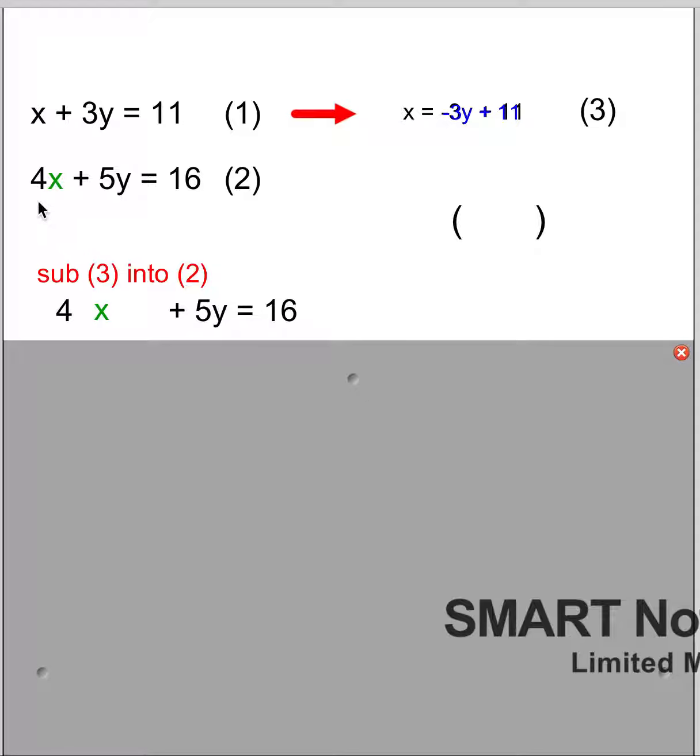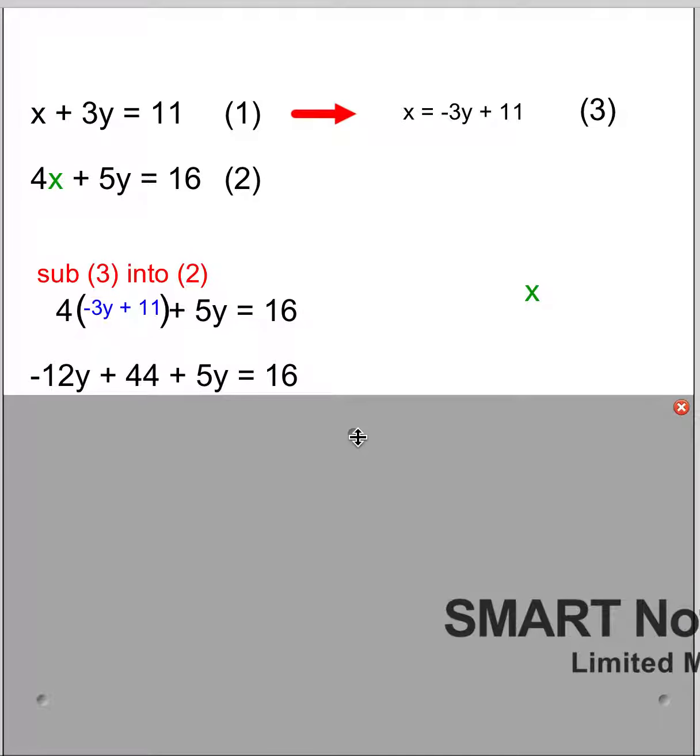Again, equation 2, 4x plus 5y equals 16. We substitute the x replaced with this negative 3y plus 11. Again, because they're equivalent, we know that x is equivalent to negative 3y plus 11. Brackets there to show that we're multiplying the 4 by that entire expression. And once again, we've got one unknown, y, in that equation. So we solve it, expand the brackets, negative 12y plus 44 plus 5y equals 16.